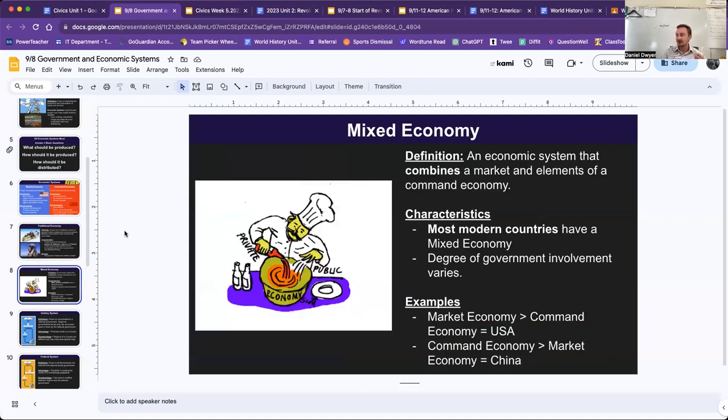And then we also have a mixed economy. So this is probably going to be something you're more familiar with.